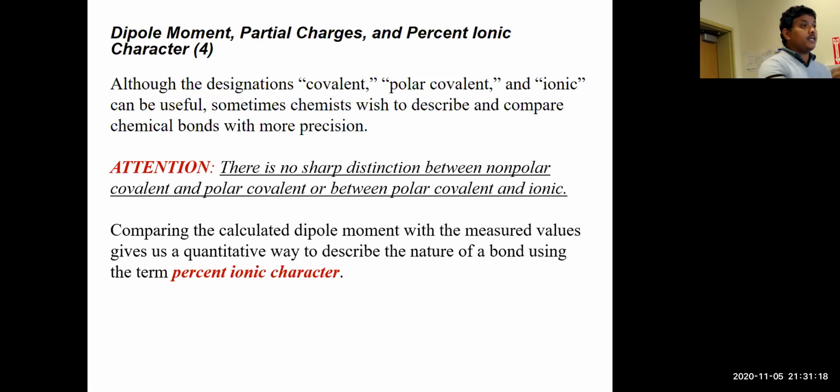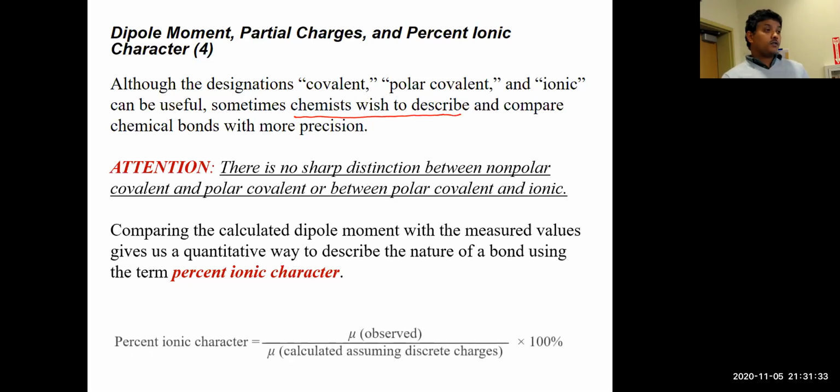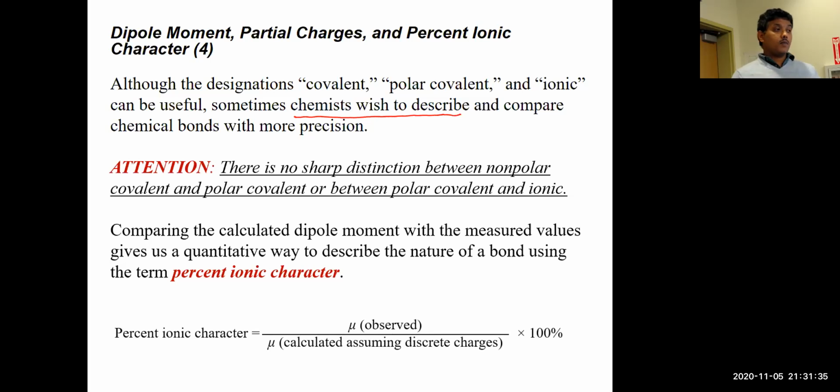You're going to be very picky, and you wish to describe bonds as percent of ionic character instead of saying it is polar or non-polar, because that's what you do if you're going to do a PhD in a specific topic. So how do you do that? By using this formula. You use the percent ionic character formula to identify how much percent ionic character a bond exhibits, using the dipole moment observed over the dipole moment assuming the standard charges. I'm going to show you how this formula works.